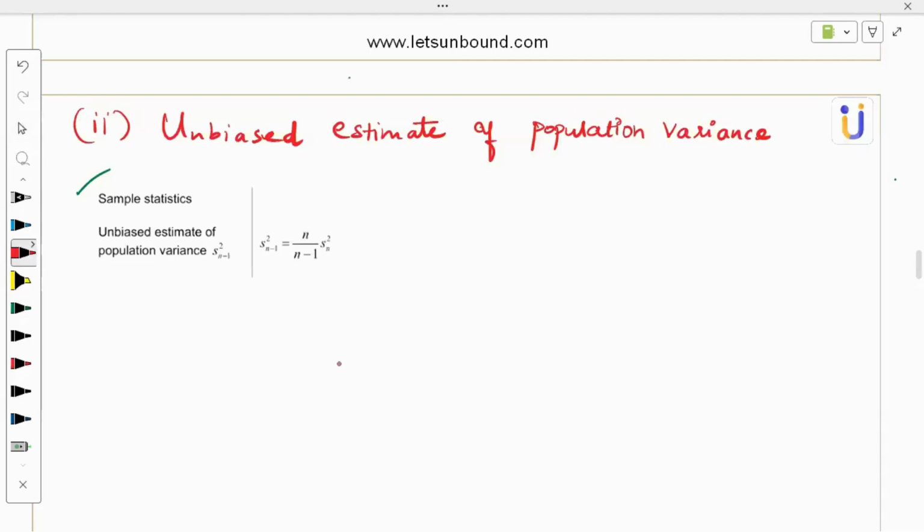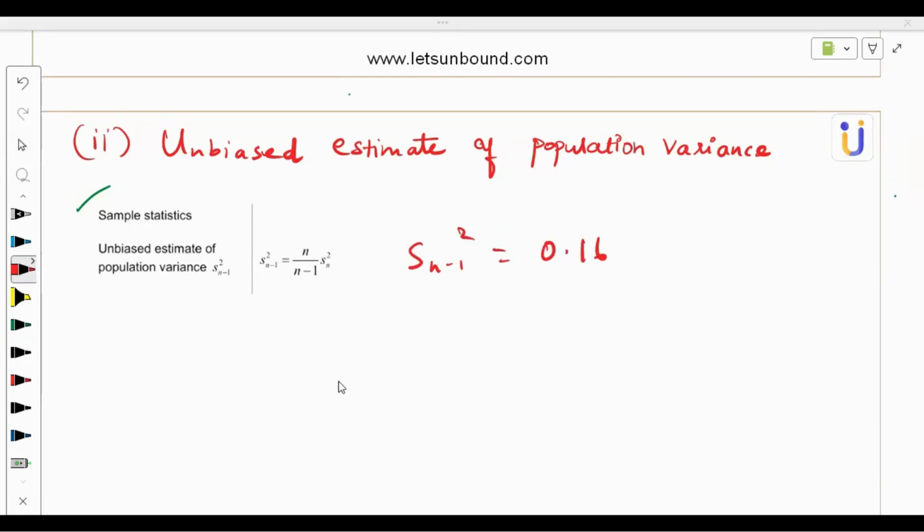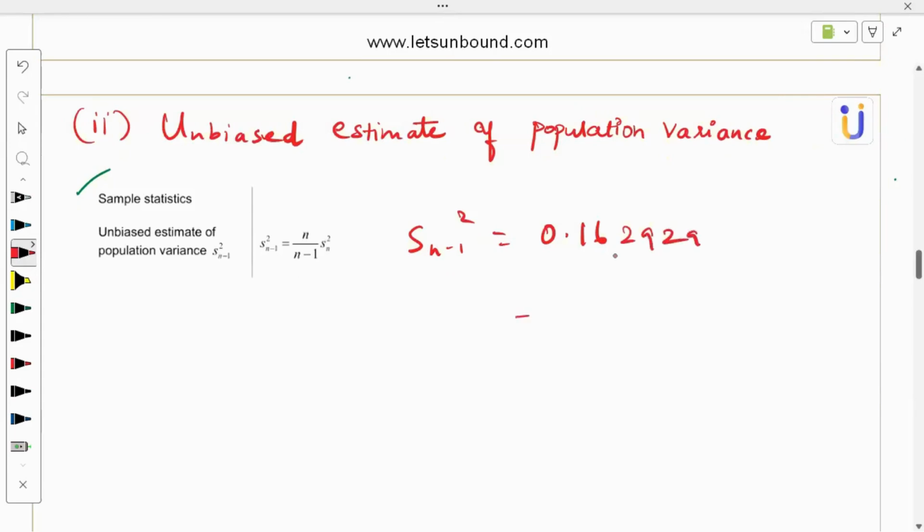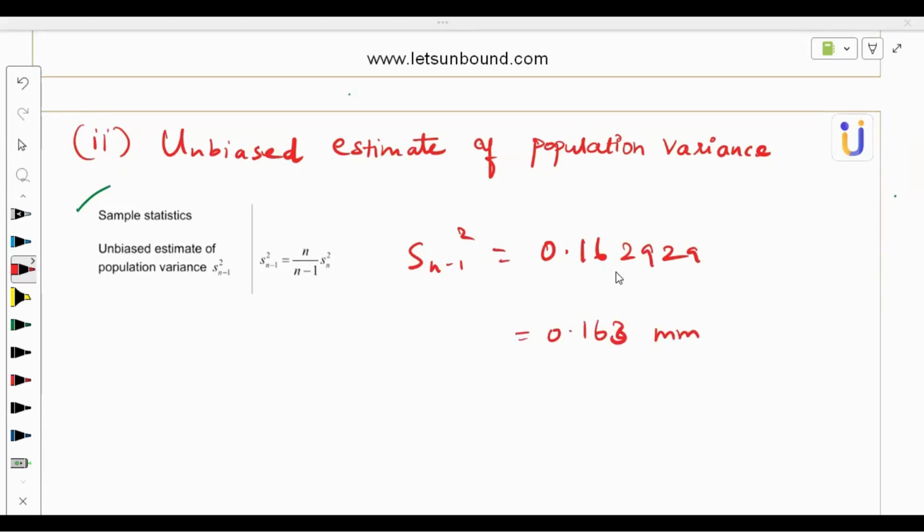So the unbiased estimate of population variance is 0.162929. I can approximate it as 0.163 millimeters. So this is the unbiased population variance.